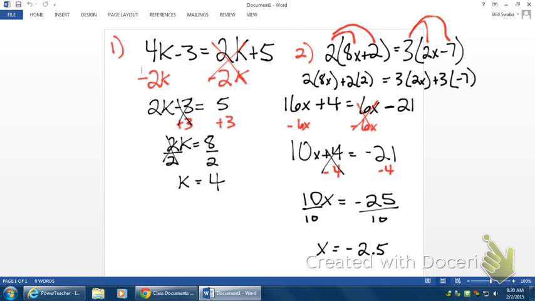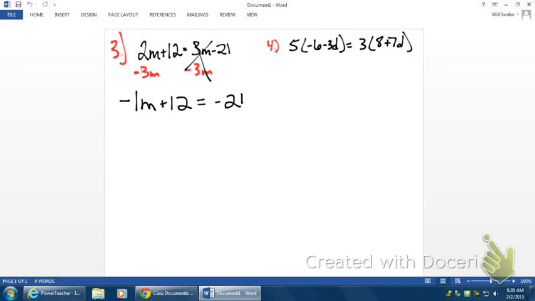Okay. So I'm minus 3 from both sides. Now I cannot combine negative 1m and 12. They are unlike terms because they don't have the same variable. 12 doesn't even have a variable. So I would need to minus 12 from both sides.